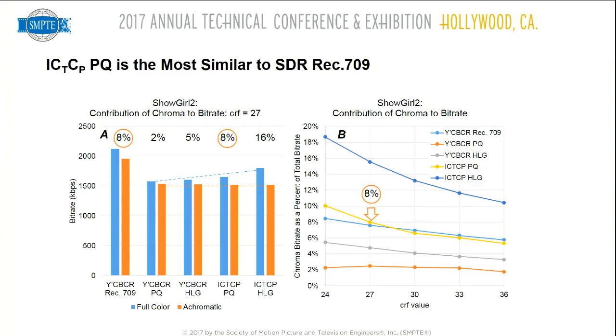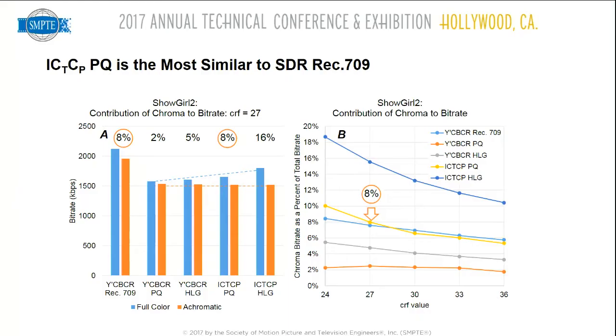ICtCp PQ, which is telling us basically that if you had taken ICtCp HDR and SDR content and simply done that achromatic shift, the CRF minus 2 on the SDR content, you would have an almost apples to apples drop-in equivalence. Okay? However, we've seen that the percentage of chroma contribution for PQ YCbCr and HLG YCbCr is smaller than that, and for ICtCp HLG, it's a mouthful, it's larger than that.